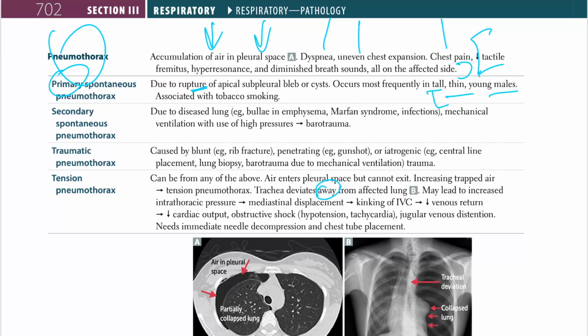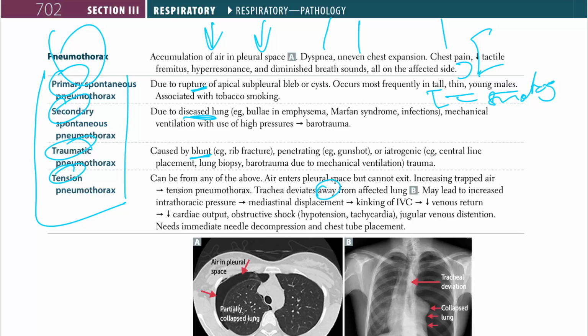So when you look at tall, thin, you already know he's smoking. I mean, assuming, you shouldn't assume anything, but smoking. If you have a tall, thin, young male who smokes, at least it can lead to primary spontaneous pneumothorax. Secondary pneumothorax is due to any lung disease. Traumatic pneumothorax is due to some trauma. Tension pneumothorax is any of these in which the air does come in but has no way to go out. Air trapped causes tension pneumothorax.